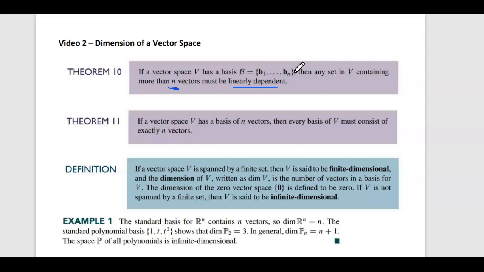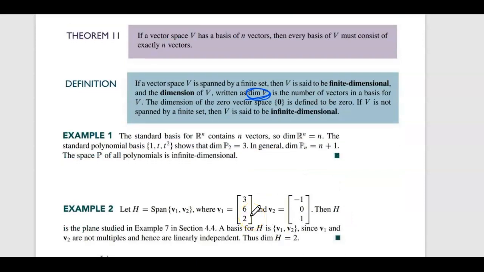Additionally, if the vector space has a basis of n vectors, then every basis of V must have n vectors. That's going to help us define what a dimension is. So the dimension of a vector space, we're going to write it as dim V, is the number of vectors in a basis for V. For example, the standard basis of Rn has n vectors. Dimension would be n.